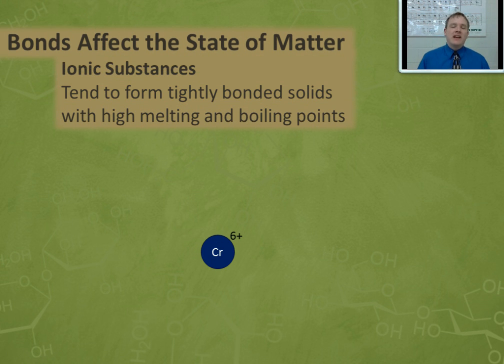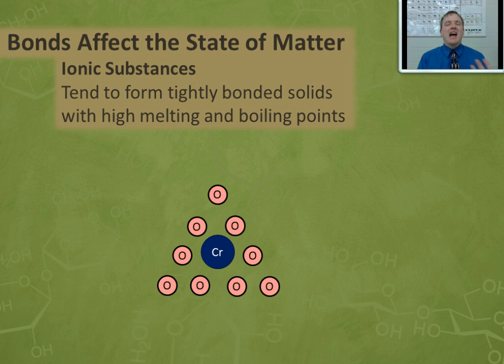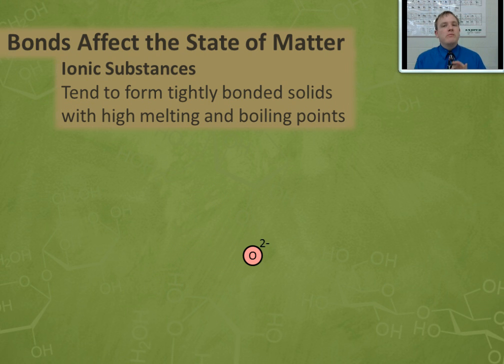We're going to learn that ionic substances tend to form tightly bonded solid crystals at room temperature. Here I have a chromium ion. Chromium is a metal, and metals tend to lose extra electrons and form positively charged ions. Now, 6 electrons is a lot. So chromium actually has a very strong positive charge, strongly attracting negative ions all around it. So it's going to attract a substance that forms negative ions, like a nonmetal, like oxygen. Oxygen tends to form ions with a 2- charge because it gains 2 electrons to fill its outer shell.